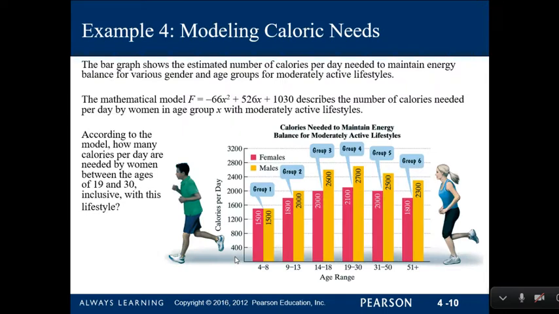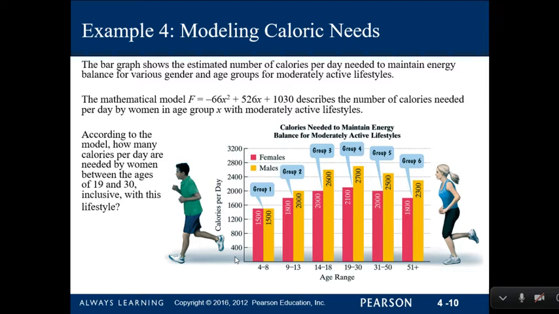Here's an example of, it says, modeling caloric needs. The bar graph shows the estimated number of calories per day needed to maintain energy balance for various gender and age groups for moderately active lifestyles. And then they've got a mathematical model. F equals -66x squared plus 526x plus 1030. They're calling this a mathematical model because they took some research from some active people and came up with this formula. We're not going to talk about how they came up with the equation, but that's it.